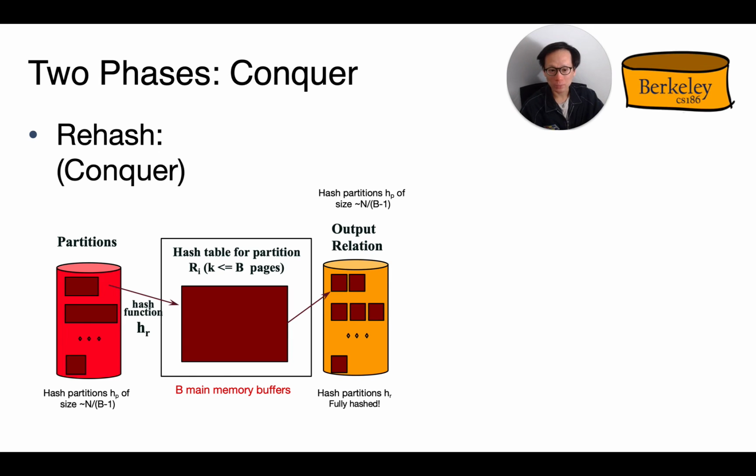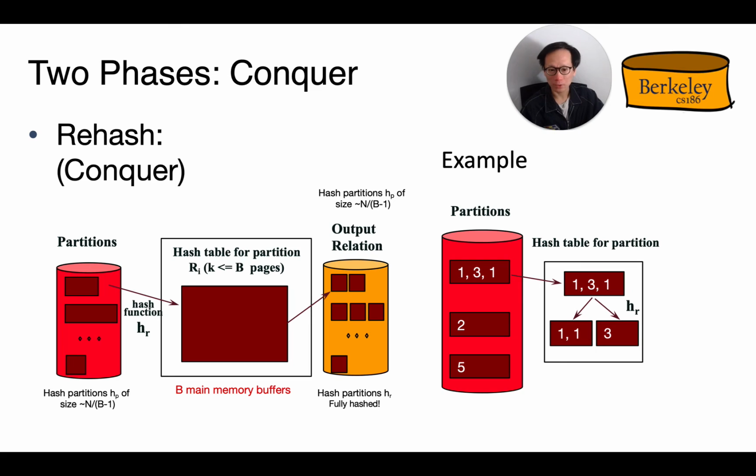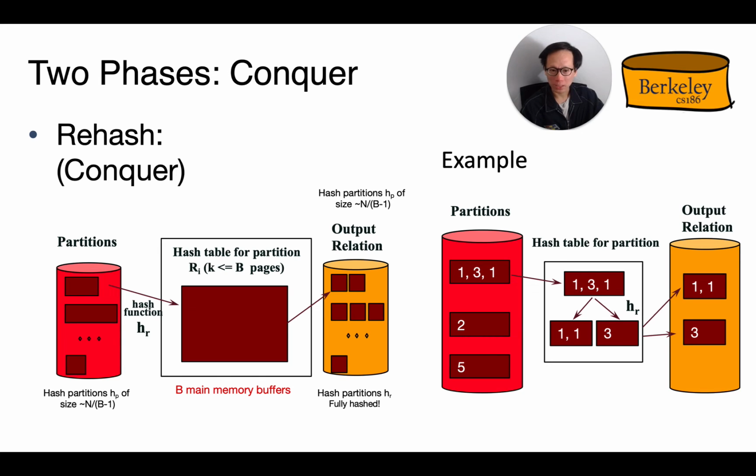As we write out these buckets, we know that all values that are the same are now contiguous on the disk. Using the example from before, after the divide phase, we have three partitions on the disk. We read each of these partitions one at a time, applying h sub r to create an in-memory hash table, such as the one that you are seeing here on the screen. And after we're done, we simply write out each of these buckets to the disk. As you can see, all values that are the same are now contiguous on the disk.